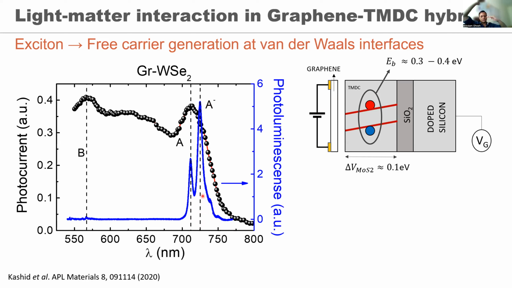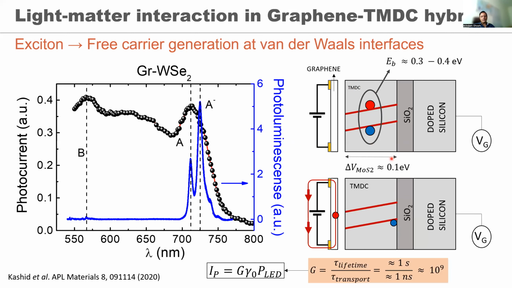Above that, you get a finite number of optical states. So you see that if the light energy is smaller than the optical band gap, there is no current. The graphene cannot see any current. The only current comes when the optical excitation energy is larger than the optical band gap of the TMDC.